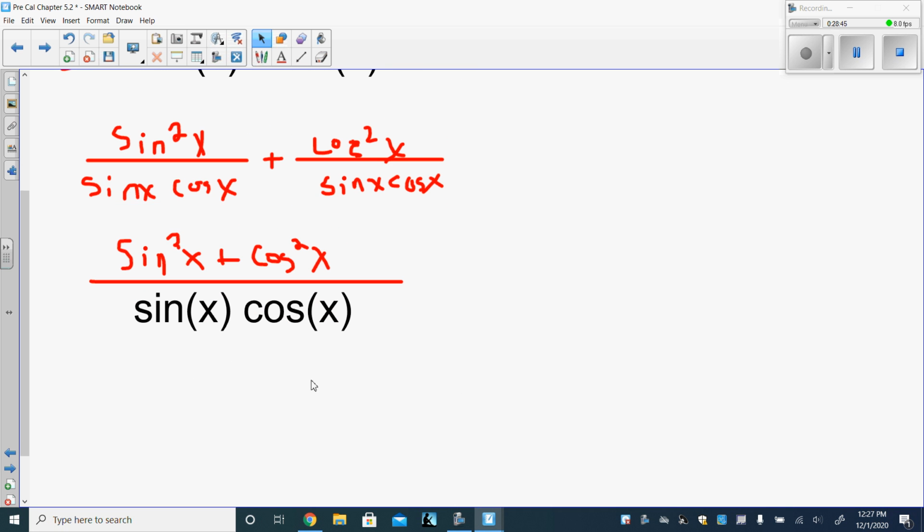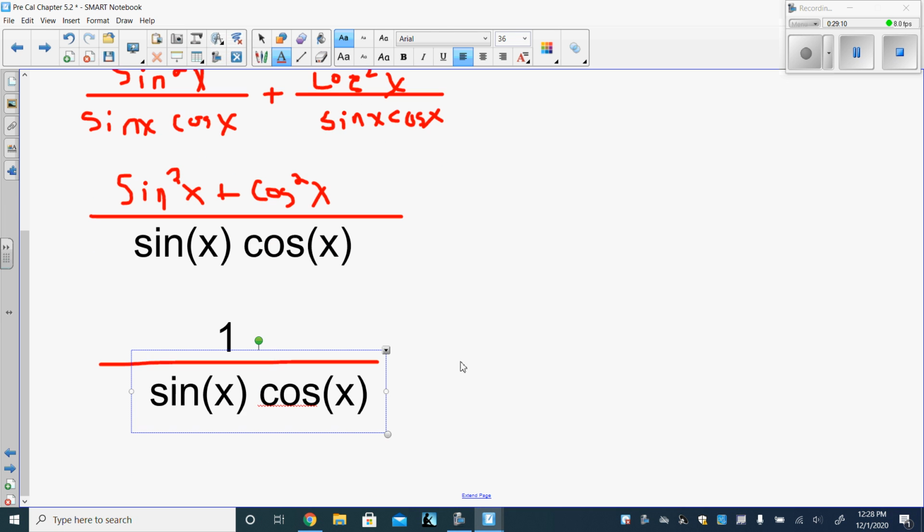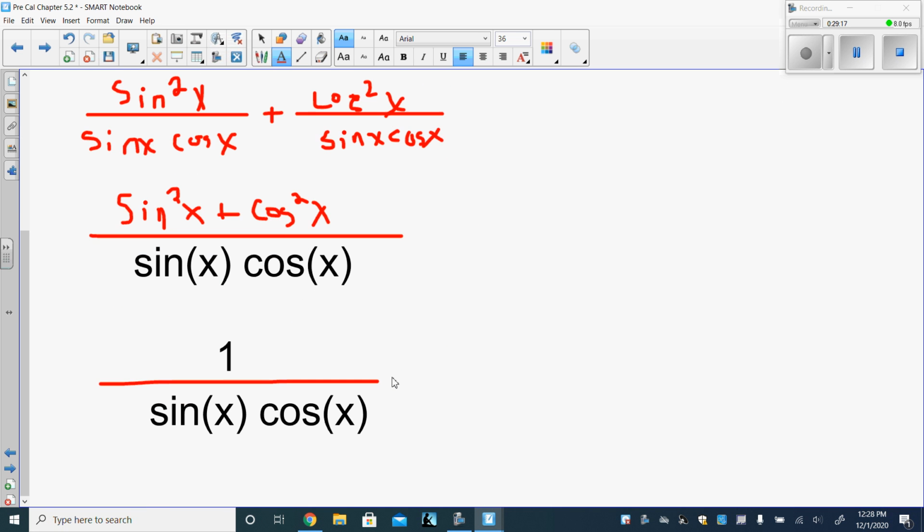Now, according to the Pythagorean identities, sine squared plus cosine squared is 1. So that means the entire numerator, the entire top part of this fraction, is just 1. And what that leaves us with is sine of x times cosine of x on bottom. Okay, now we're almost there. We're getting closer to secant and cosecant.